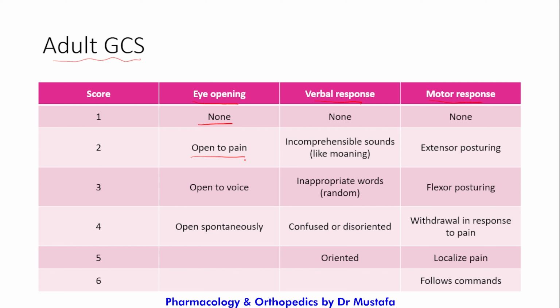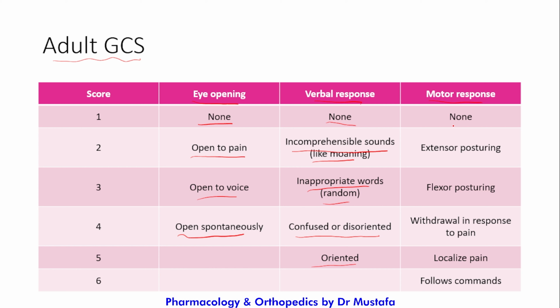If it is open to pain, 2 points, open to voice, 3 points, and open spontaneously is 4 points. The verbal response, if there is none, it is 1 point. If there are incomprehensible sounds like moaning, the patient gets 2 points. Inappropriate words, random, the patient gets 3 points. And if the patient is confused or disoriented, 4 points. And if the patient is oriented, 5 points.